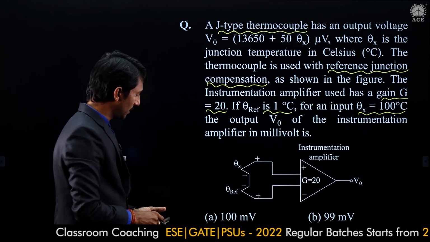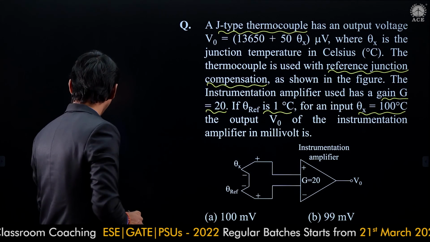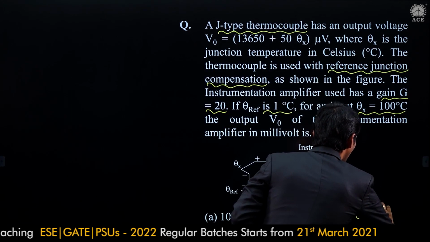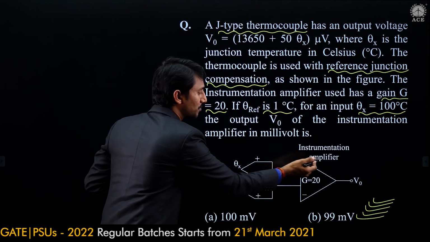Now check the options: 100 milli, 99 milli, 98 milli and 101 milli. So the answer here is 99 millivolt. This is the procedure to calculate the corresponding output.